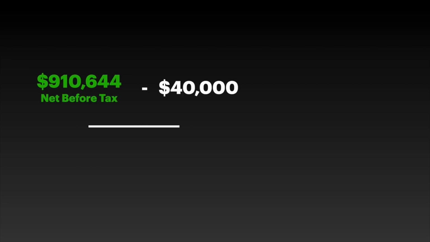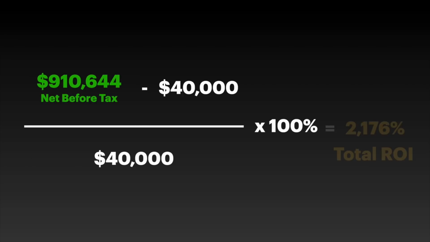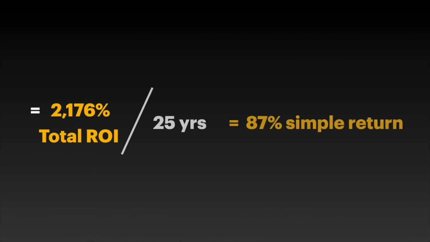So if we minus 40K and divide by 40K times 100%, our total return is going to be 2,176%, making our simple yearly return 87%. So here our return improved even more than before. Plus, we also don't have to invest that 60K extra into our home. We could have used that on the side into our TFSA and RSP and generate return there as well.